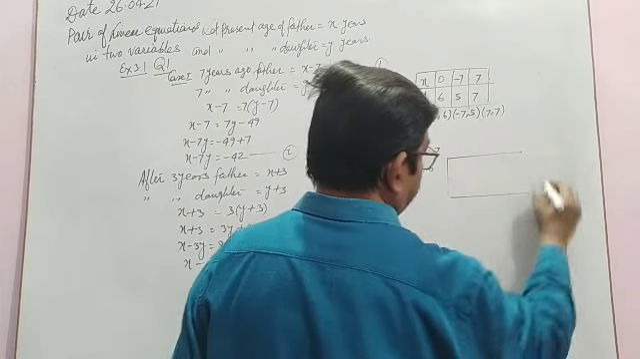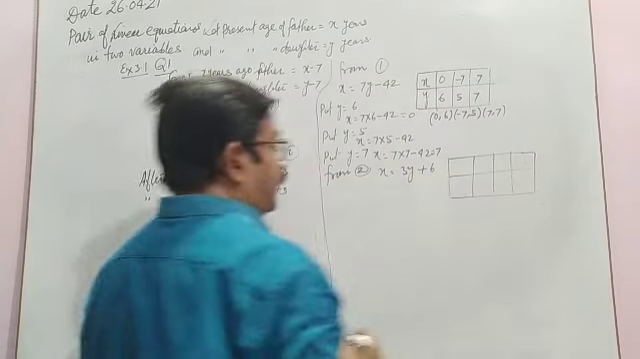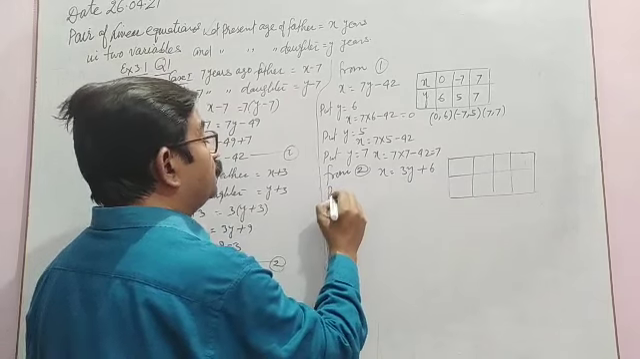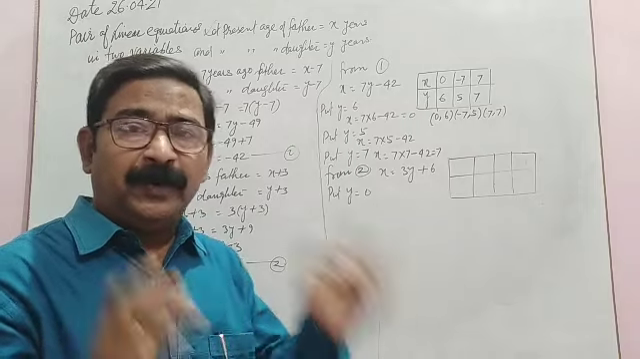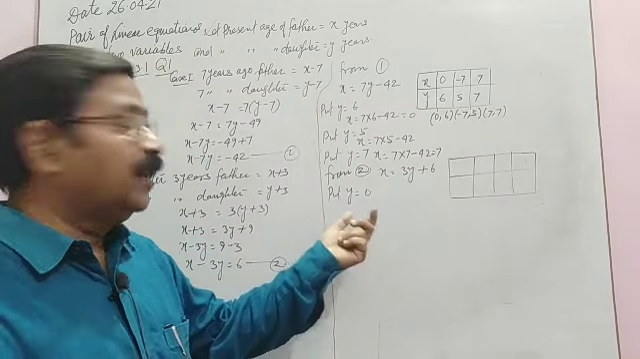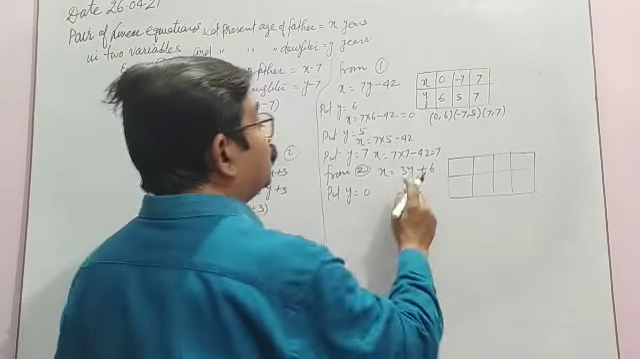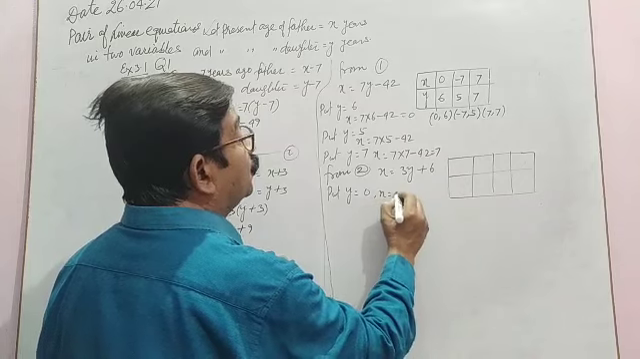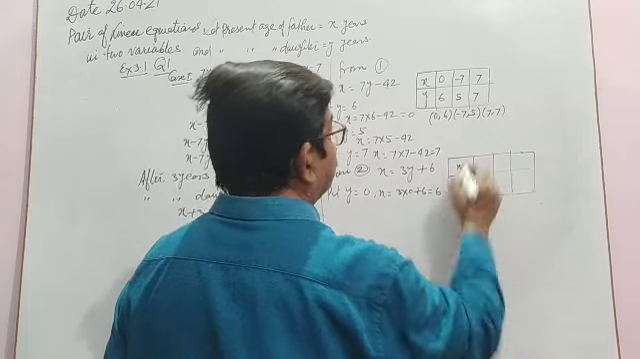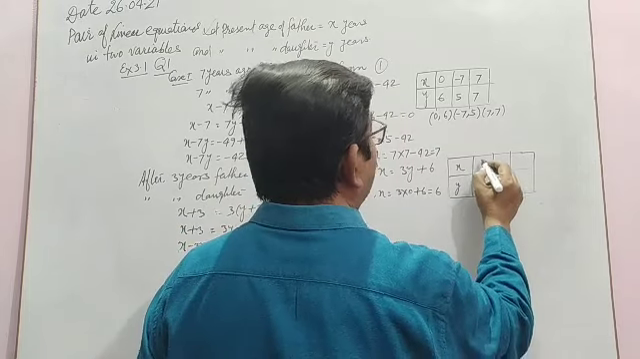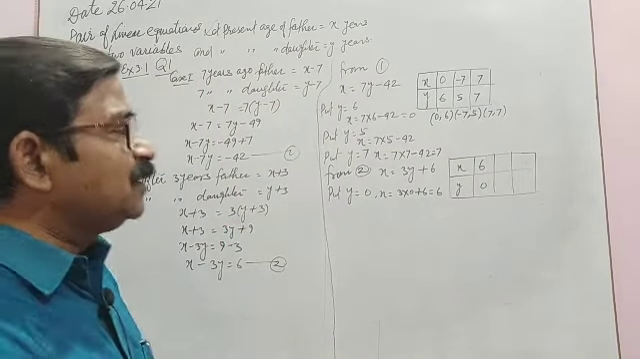Again, make a table for different values of x and y. Put y is equal to 0. Any value you may take, as is convenient to you. So x is equal to 3 into 0 plus 6, which is equal to 6. This is y and this one is x. Put y is equal to 0, then x is equal to 6.